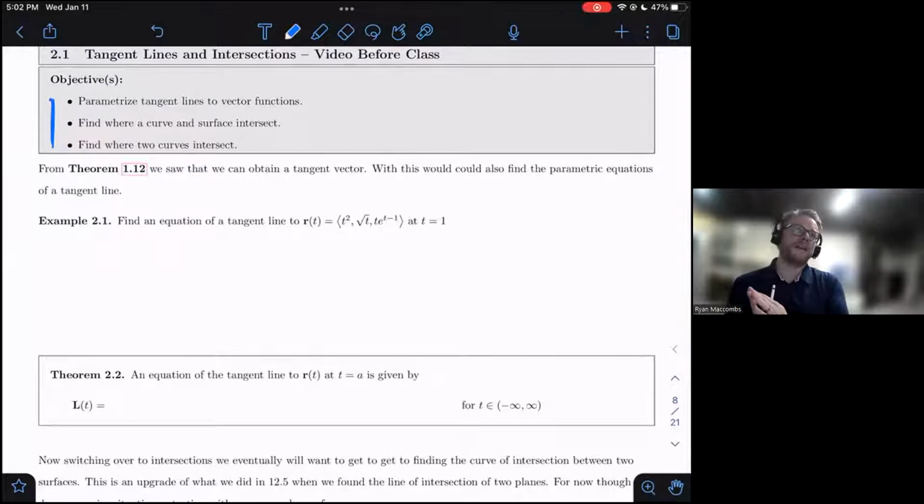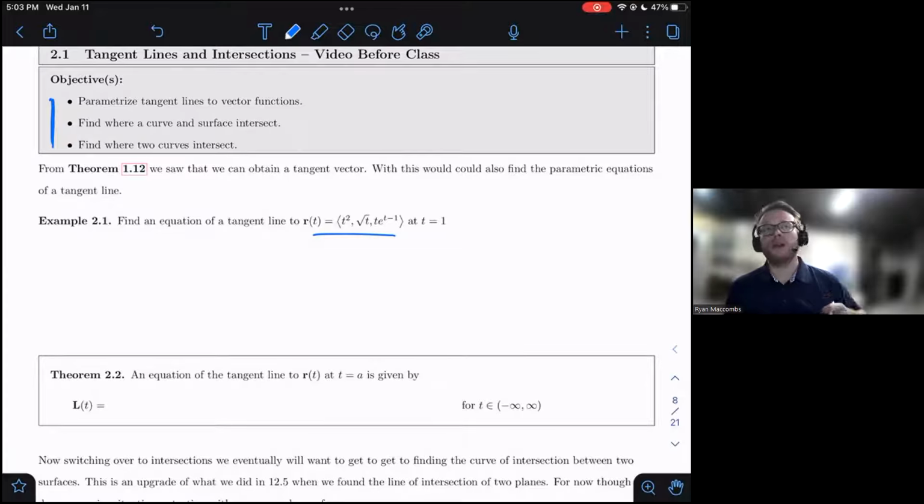We saw last time that we can obtain a tangent vector. That's one of the things that the derivative is used for, right? And so with that, we can actually figure out a nice tangent line equation as well. And so that's what we'd like to tackle here. So here we have a quite complicated curve, and I would like to find the tangent line equation for this.